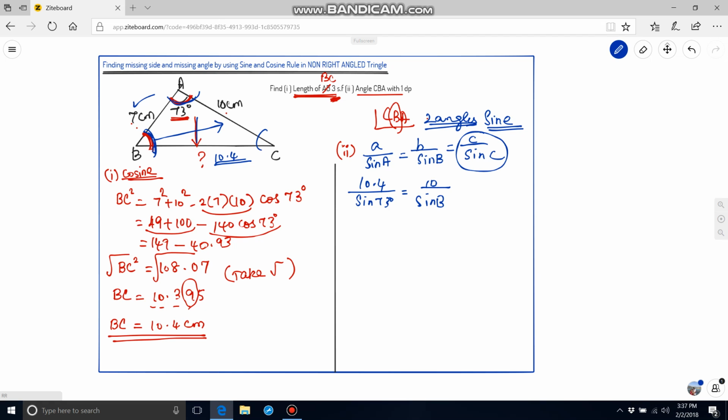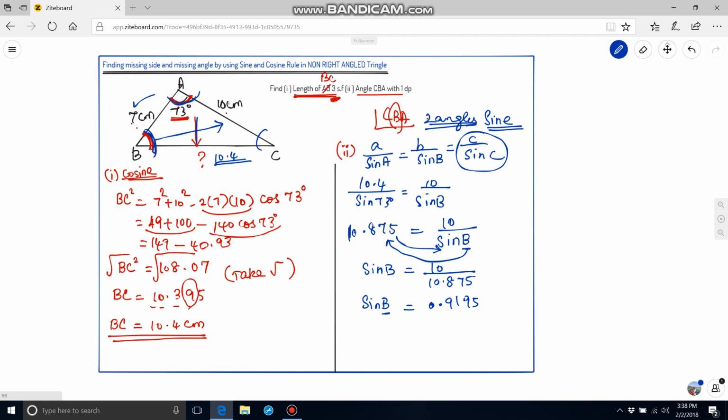10.4 divided by sine 73 degrees gives 10.875, equal to 10 divided by sine B. The required angle B is in the denominator, so it's easy and better to keep the unknown value in the numerator. So we can switch these two terms so that sine B is equal to 10 divided by 10.875, which gives 0.9195. This is the value of sine B.